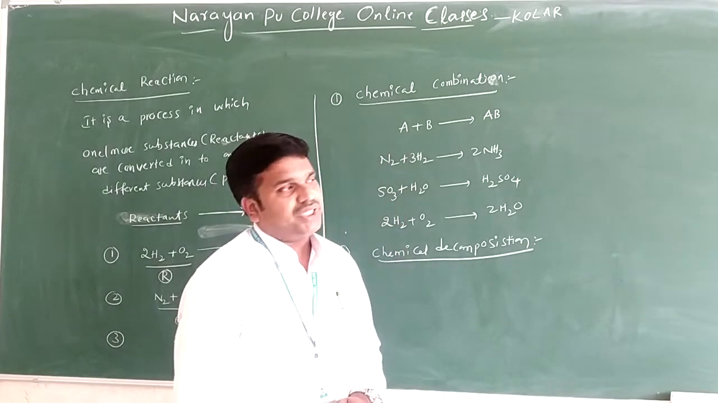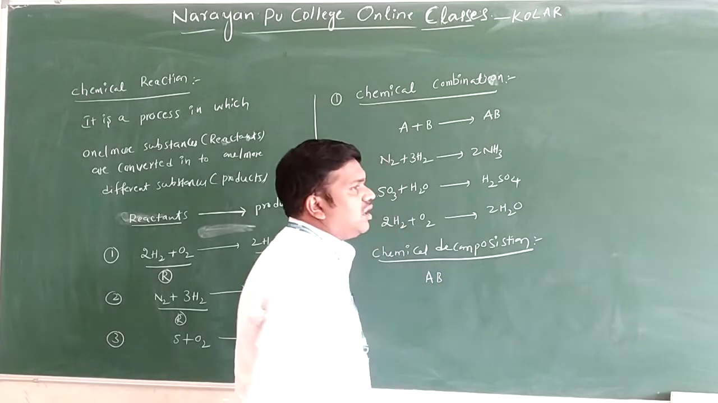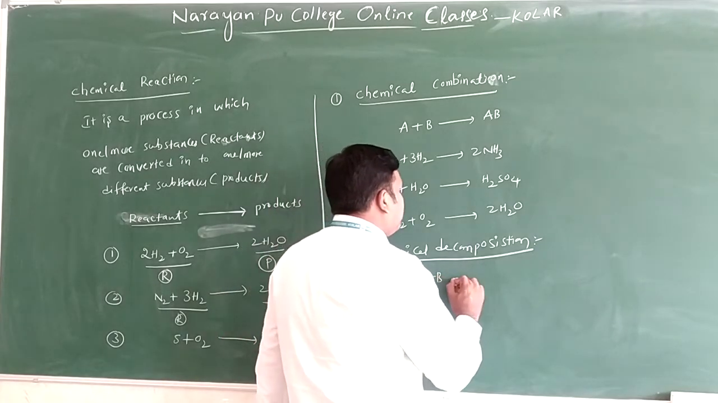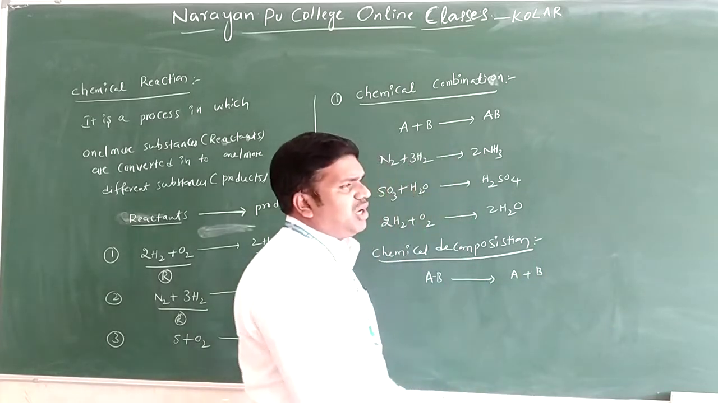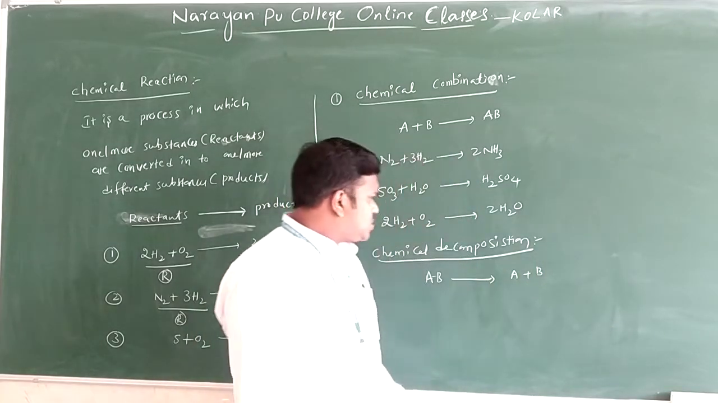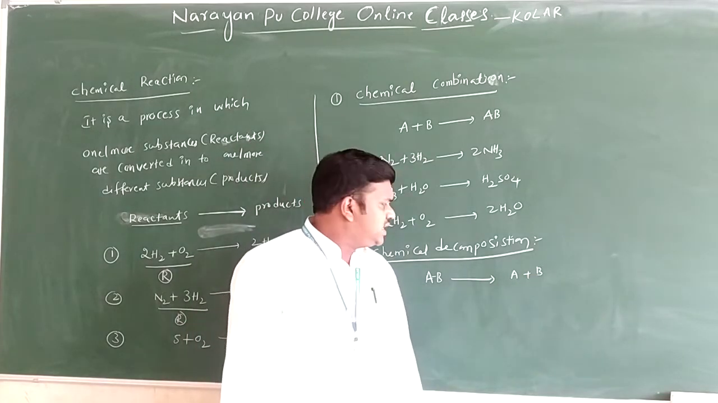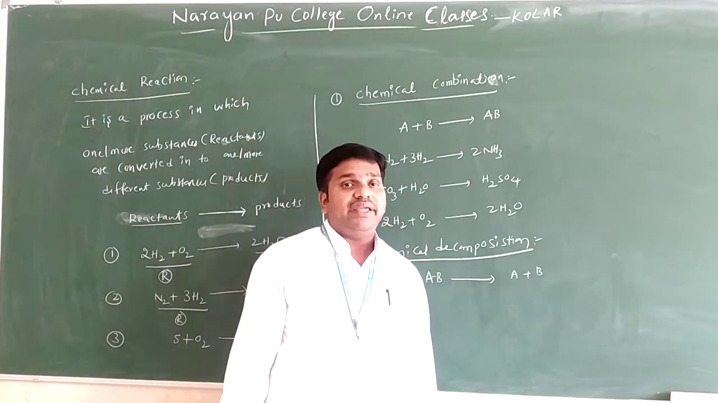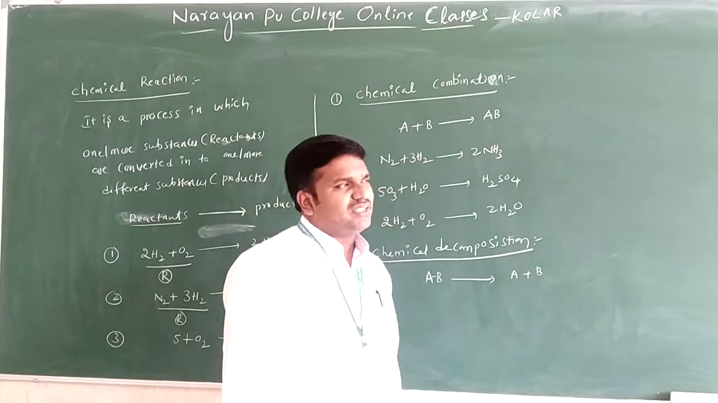Chemical decomposition reaction. If you take AB, AB is a compound only. This AB compound can be dissociated into A plus B, in the same or in different combinations. So a chemical compound split into two or more new simpler substances is said to be what? Chemical decomposition reaction.